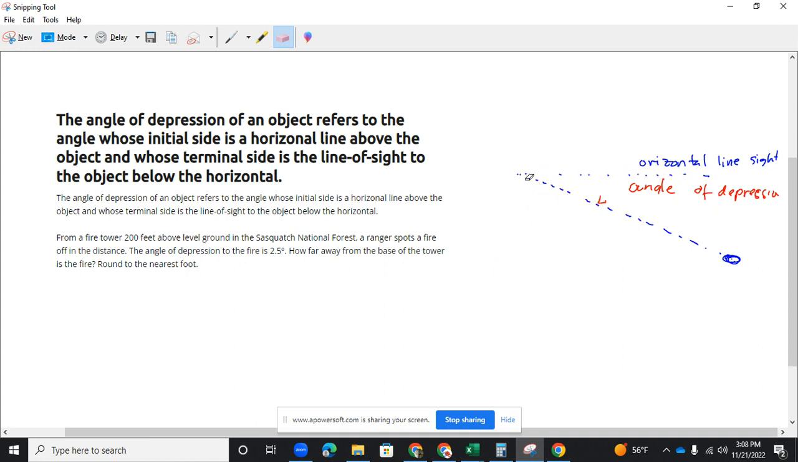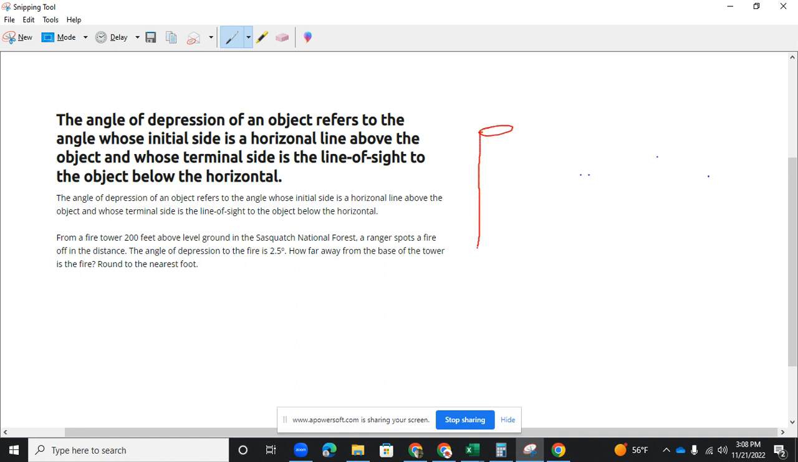From a fire tower 200 feet above the ground, above the level ground, so it has to be level ground, in the Sasquatch National Forest, I don't know if I'm saying that correctly, a ranger spots a fire off in the distance. So let's draw the tower. I'm not very good at drawing, but let's say this is the tower here. That's a really bad looking tower. But okay, there's this guy right here, somewhere in that tower, and this is 200 feet above the ground.